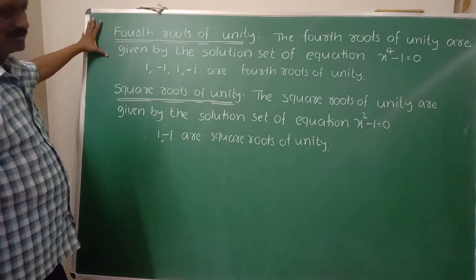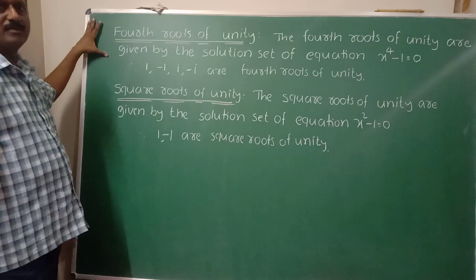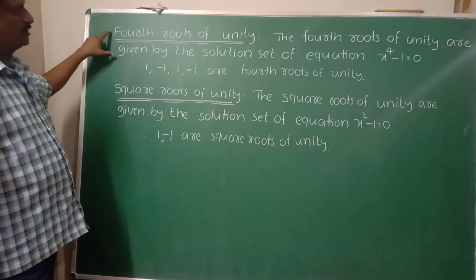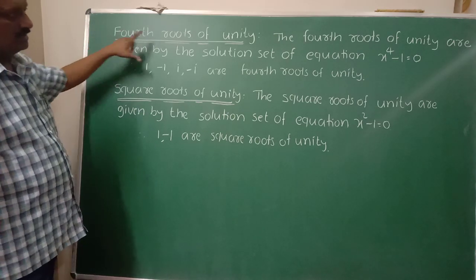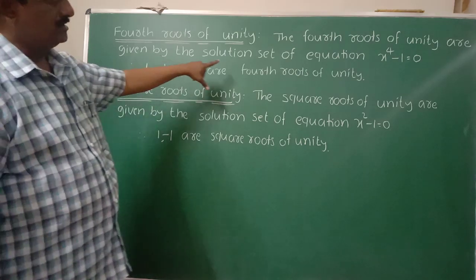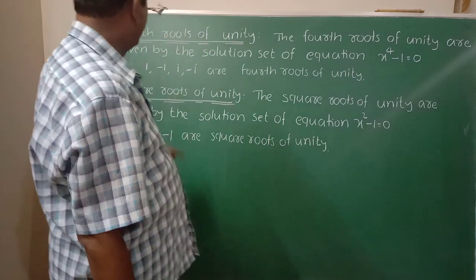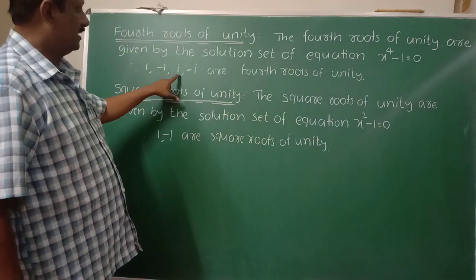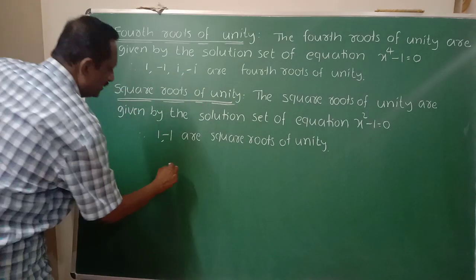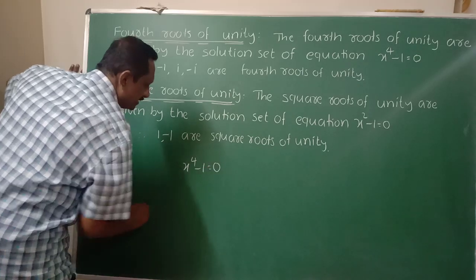In the previous class, we studied the cube roots of unity: 1, omega, omega square are the cube roots of unity. Like that, fourth roots of unity. The fourth roots of unity are given by the solution set of the equation x raised to 4 minus 1 equal to 0. Here 1, minus 1, i, minus i are called the fourth roots of unity. So just observe here, x raised to 4 minus 1 is equal to 0.